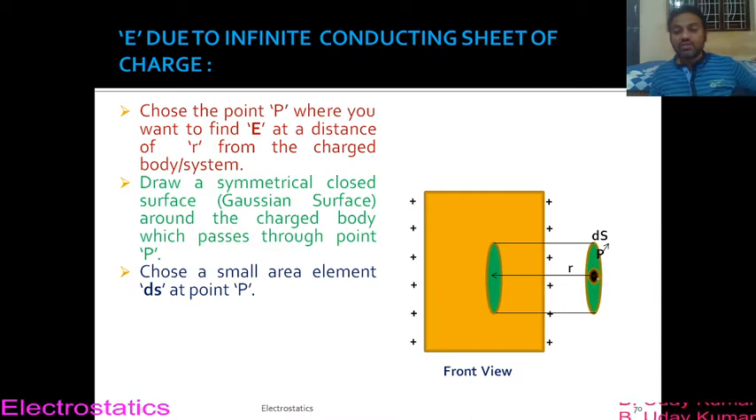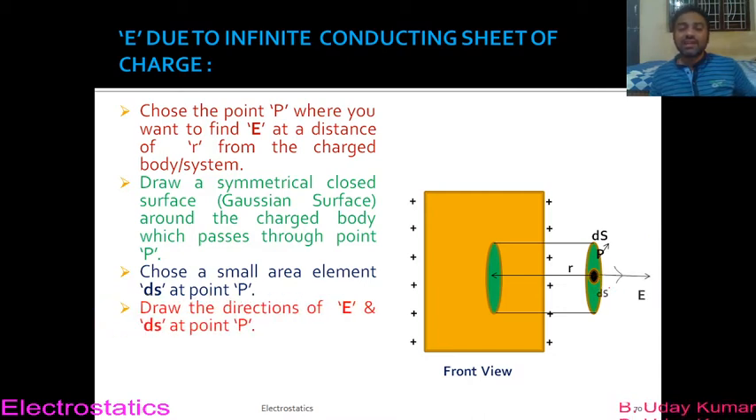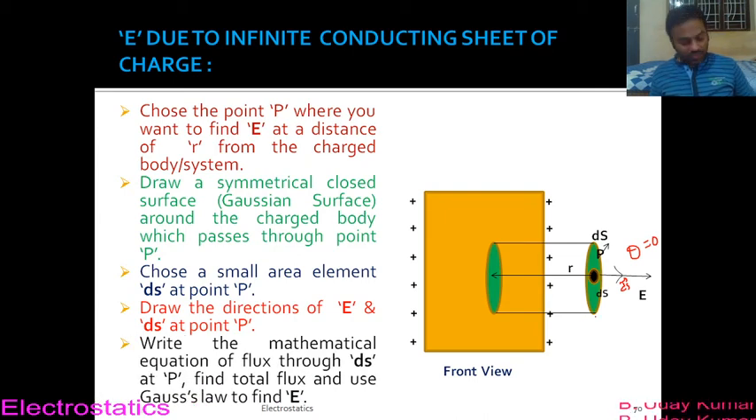So let me erase here now. Now the directions of electric field intensity and ds we can draw here. If you draw, you can see here, this is the direction of E, which is directed outwards on the right side, and the direction of ds is also outward, in the direction of E, and hence the angle between E and ds here I can write as 0. The next step is that you have to write the mathematical equation of the flux passing through ds, which will be denoted by d phi, which I can write as the dot product of E and ds.